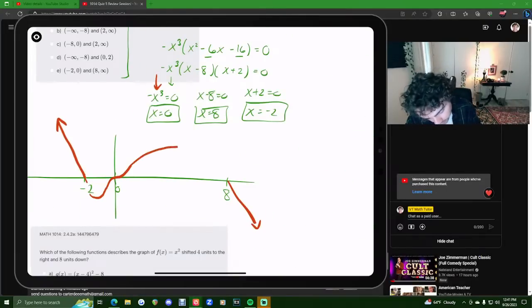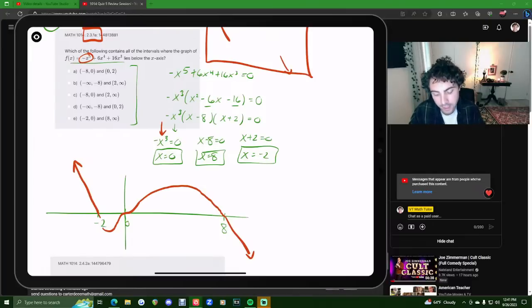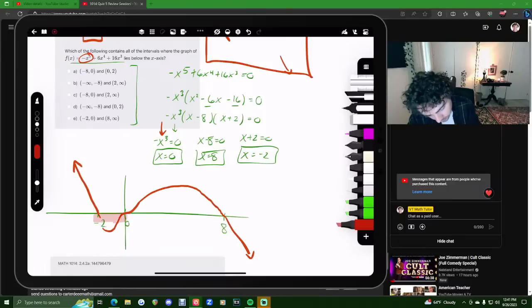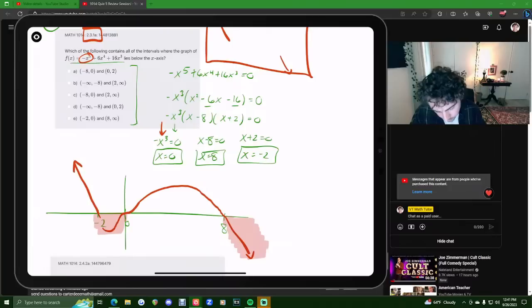So then it passes through regardless, and then it comes down eventually to x equals 8. So what does this tell us? Think about what we're looking for here. Where does this graph lie below the x-axis? It lies below the x-axis, let's get a little highlighter going, from -2 to 0, and then from 8 onward. In other words, 8 to infinity. And so which interval is from -2 to 0, and then from 8 to infinity? That looks like option E.